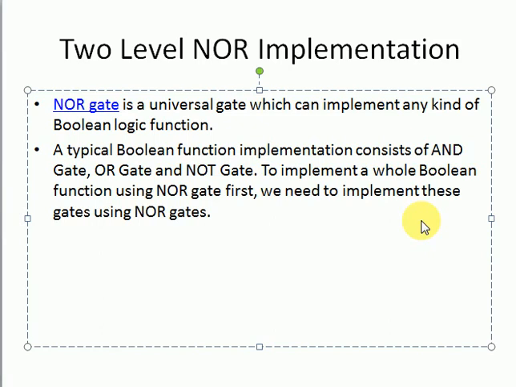If we see any Boolean expression or Boolean function implementation that consists of the AND gate, OR gate and NOT gate, then to implement the whole Boolean function using only NOR gates, we have to implement all these gates by using NOR gates. That is, we have to convert the AND gate, OR gate and NOT gate into the NOR gate. Now we will see how we can convert all these gates into the NOR gate.